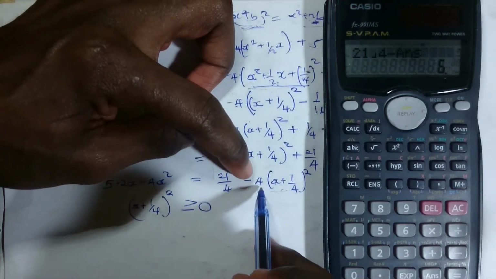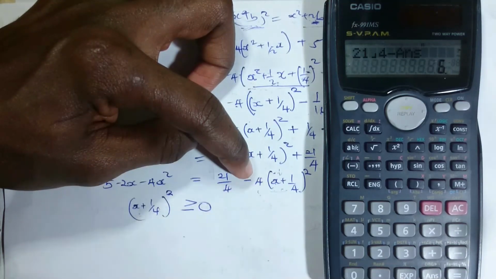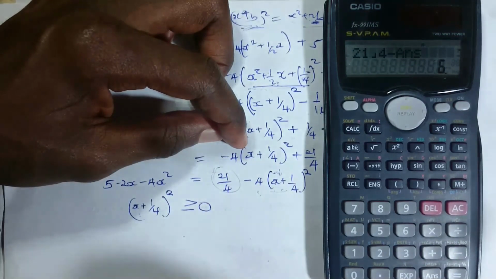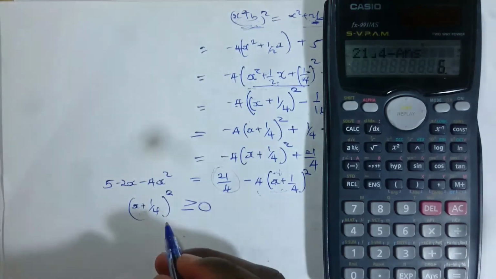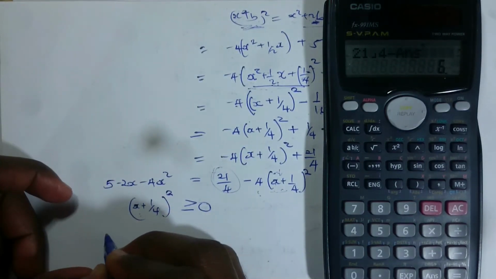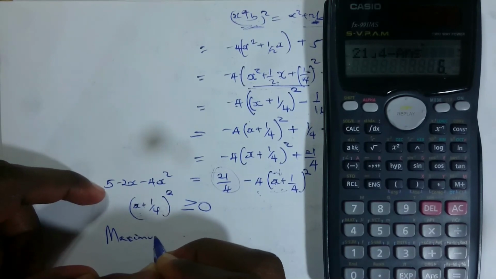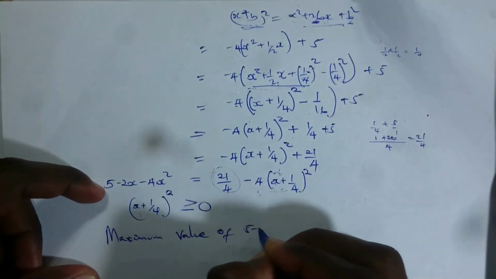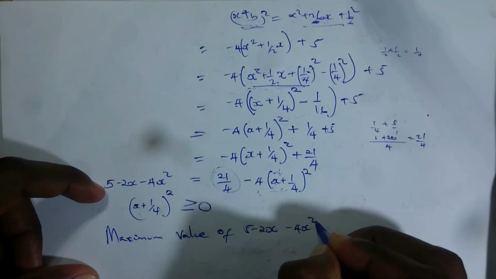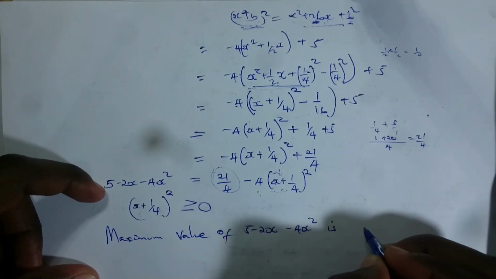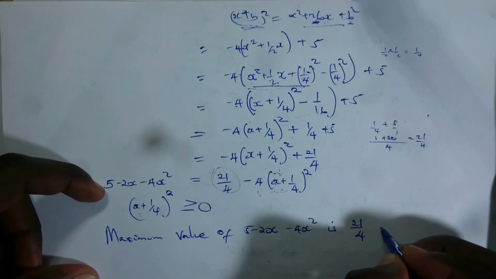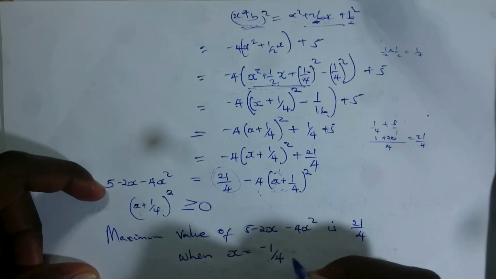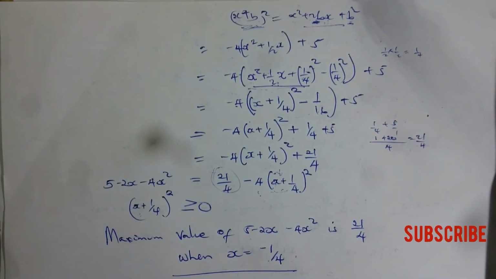So actually the maximum value will be when x is negative 1 out of 4, because if values of x increase, we're going to have a decreasing value. So we have the maximum value of 5 minus 2x minus 4x squared is 21 out of 4 when x equals negative 1 out of 4. That's when our value is maximum.